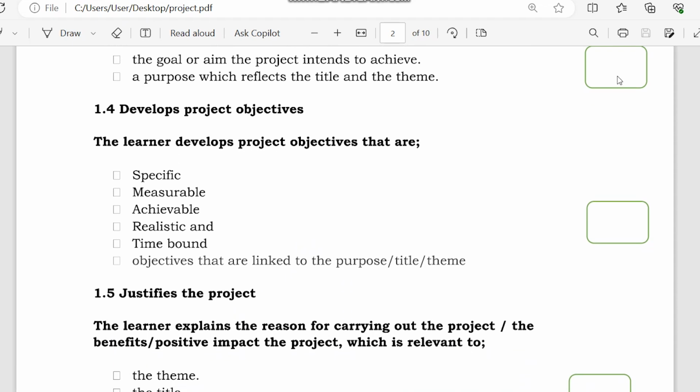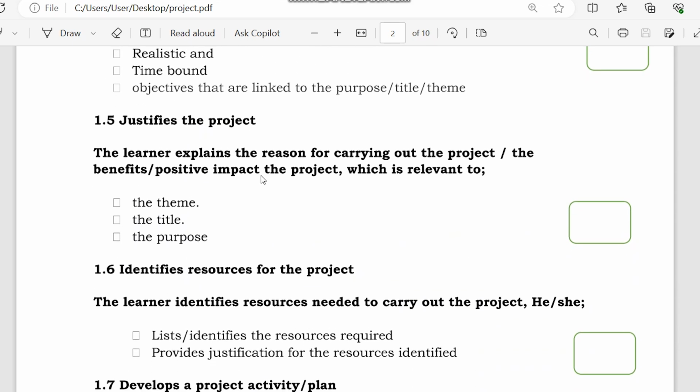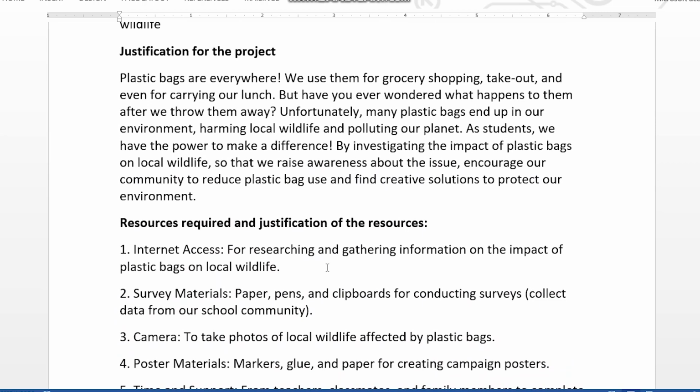And then we can come to the point of justify here. So justify the project. The learner explains the reason for carrying out the project, or the benefit or the positive impact of the project, which is relevant to the theme, the title, and the purpose. Now let's look at this. Justification is either the reason or the positive impact or the benefit.